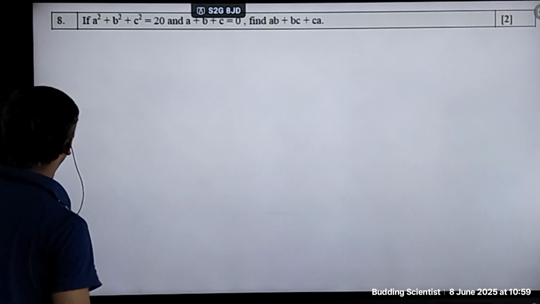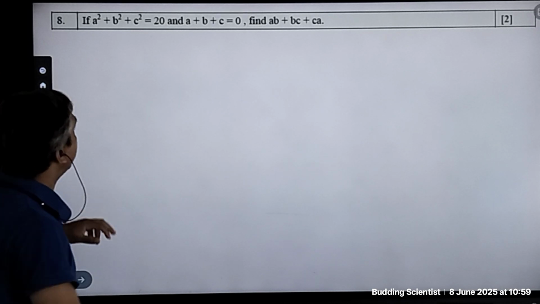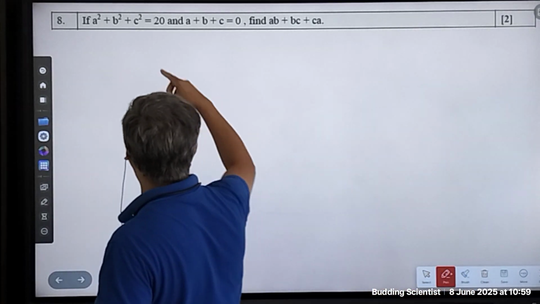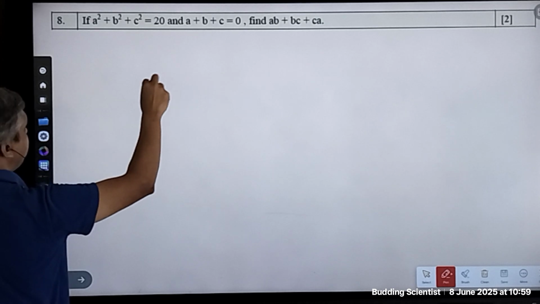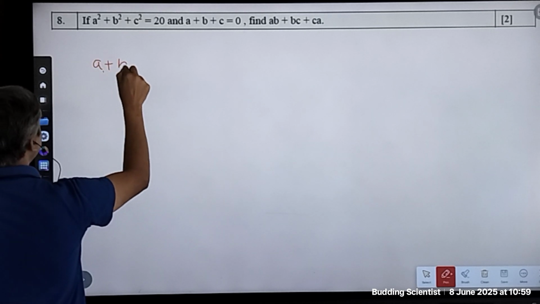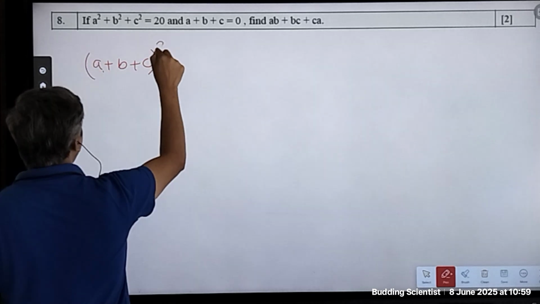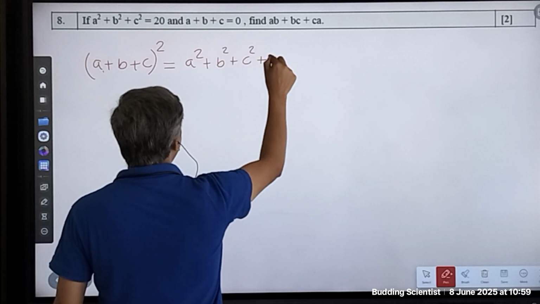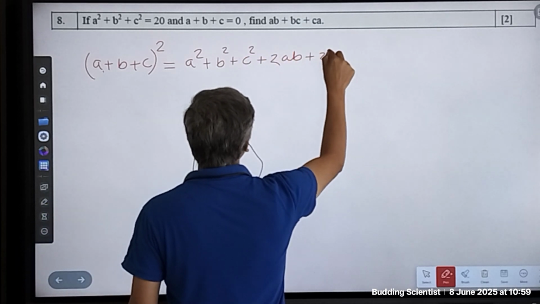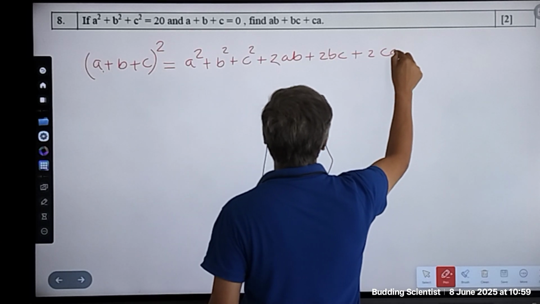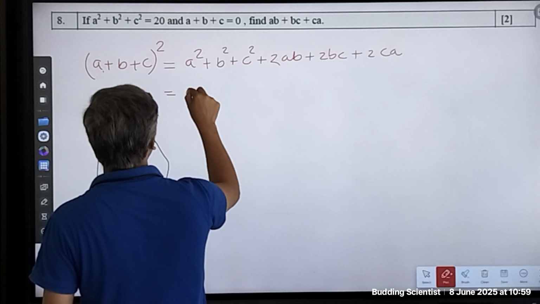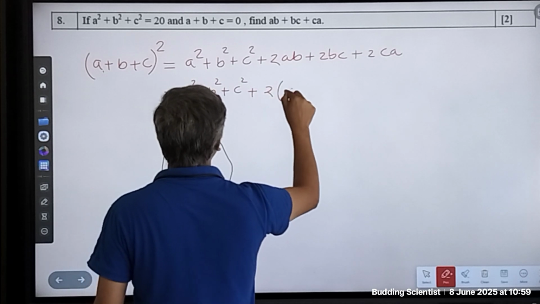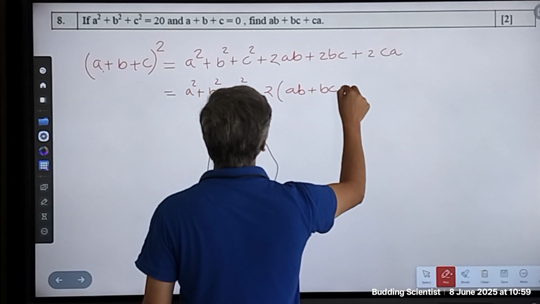a square plus b square plus c square and a plus b plus c is equal to 0. A square plus b square plus c square is 20, and find the value of ab plus bc plus ca. We know the formula that a plus b plus c the whole square is equal to a square plus b square plus c square plus 2ab plus 2bc plus 2ca, which is equal to a square plus b square plus c square plus 2 into bracket ab plus bc plus ca.